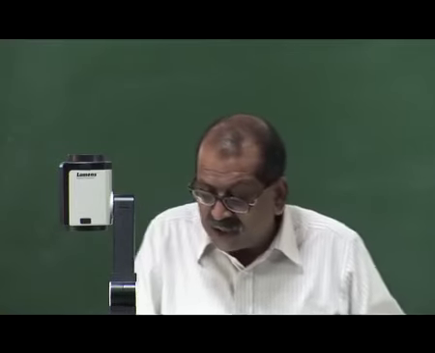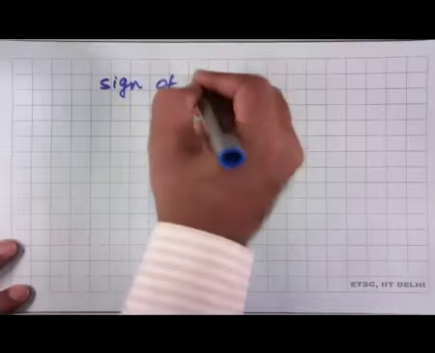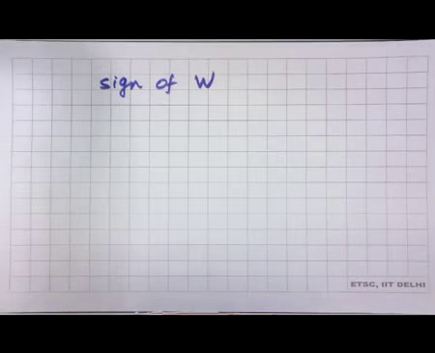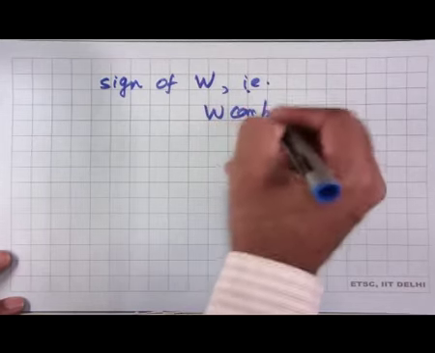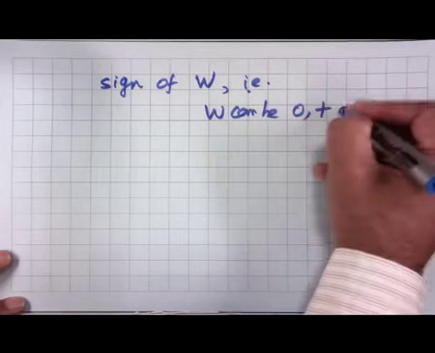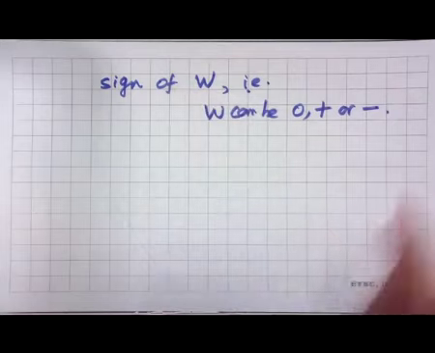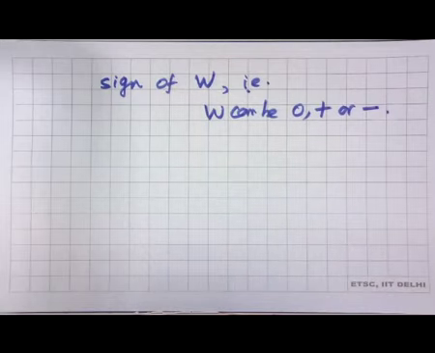And what we realize is when you do this, there will be a sign of W. That means W can be 0, positive or negative. W can have a negative sign depending on the force which is doing work on the cable.